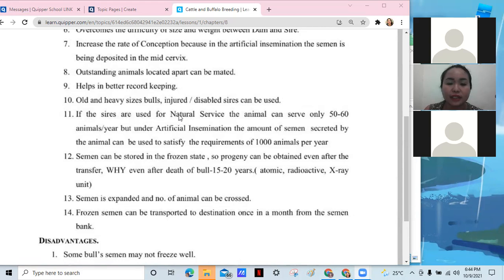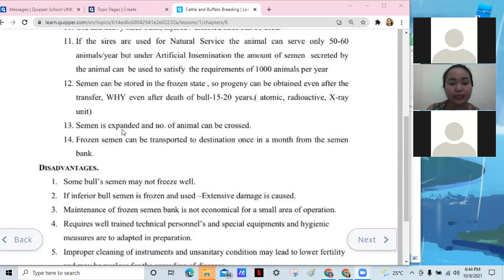Old and heavy bulls, injured or disabled sires can still be used. If sires are used for natural service, the animal can serve only 50 to 60 animals per year. But under AI, the amount of semen secreted by one animal can satisfy up to 1,000 animals per year. So that's very outstanding. And semen can be stored in a frozen state, so even after the source has died, it can still be used up to 15 to 20 years.